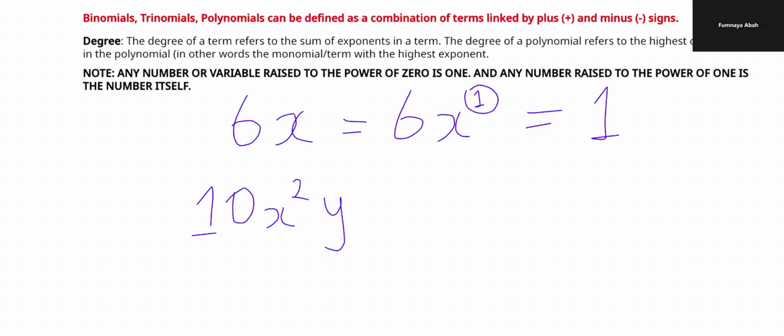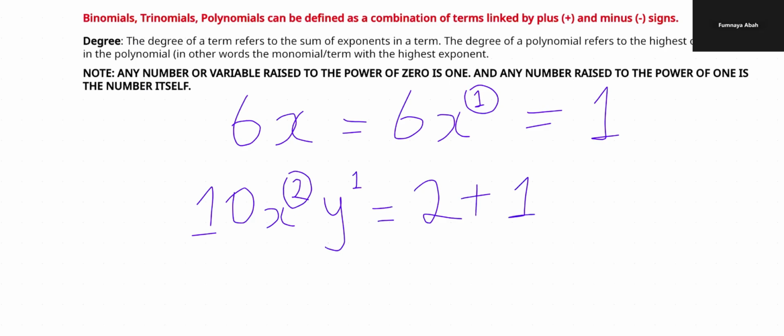So here we can see that x is being raised to the power of 2, so we know that the exponent of x is 2. And then y, we just discussed that any number raised to the power of 1 is the number itself. So y is the same as saying y raised to the power of 1. So the degree of this term will be equal to 2 plus 1, and that is equal to 3.